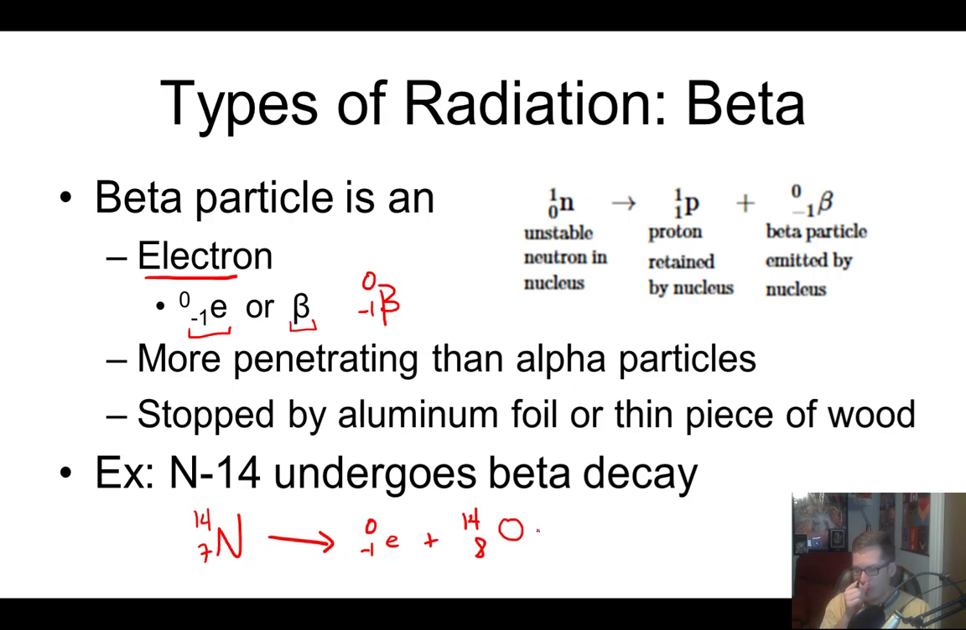So when we have beta decay, our nucleus is really losing a neutron and gaining a proton. So the mass number remains constant. See, it's 14 and 14. But our atomic number went up by 1. We went from 7 protons to 8 protons.